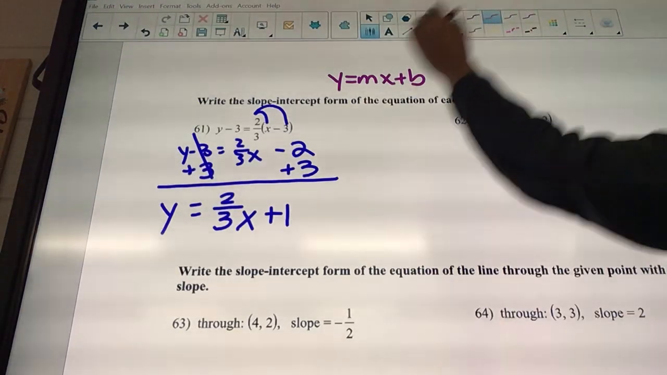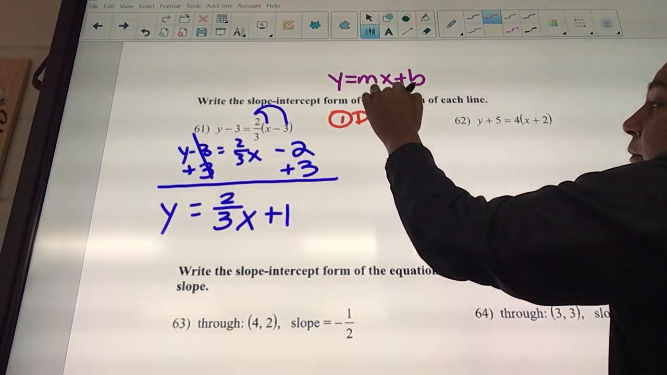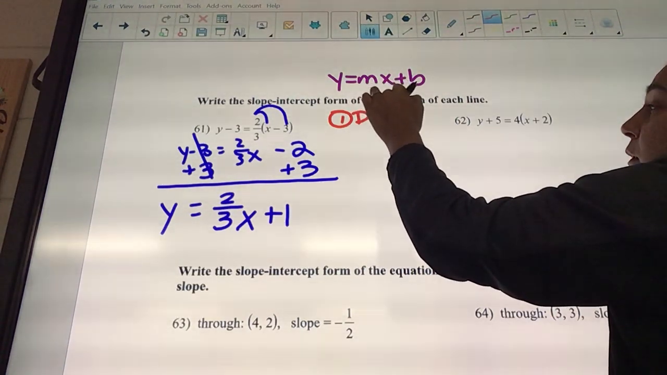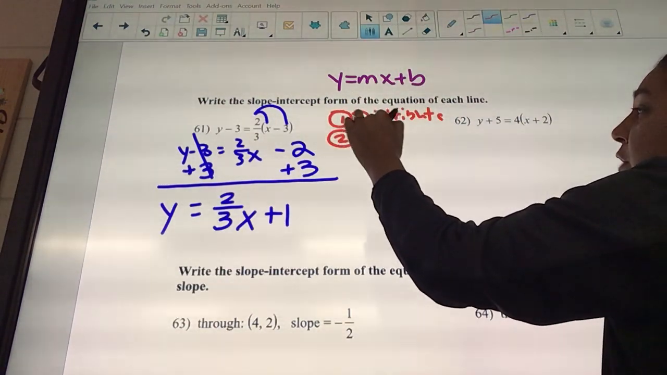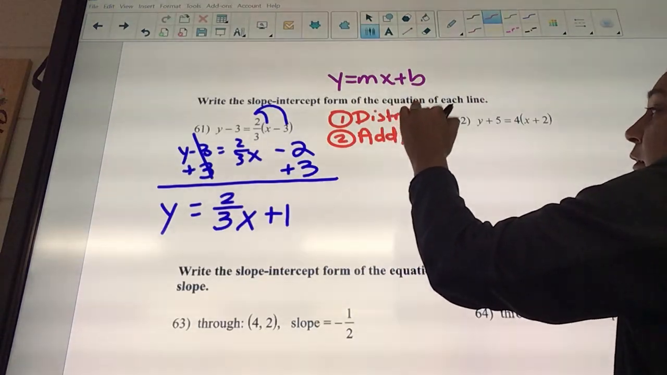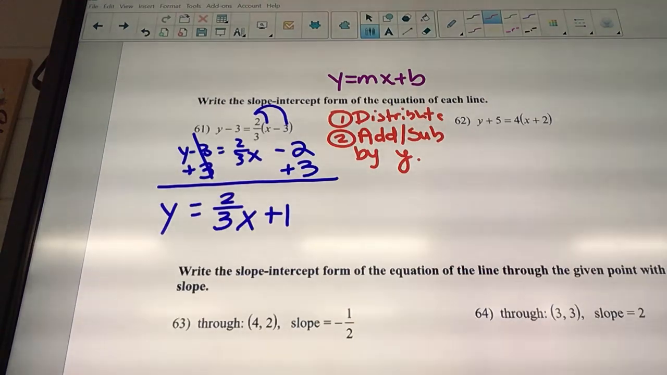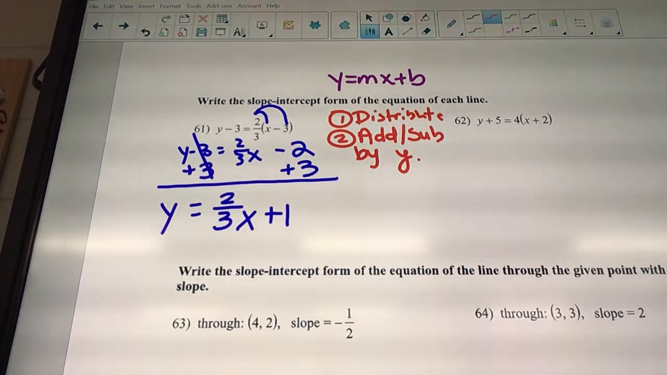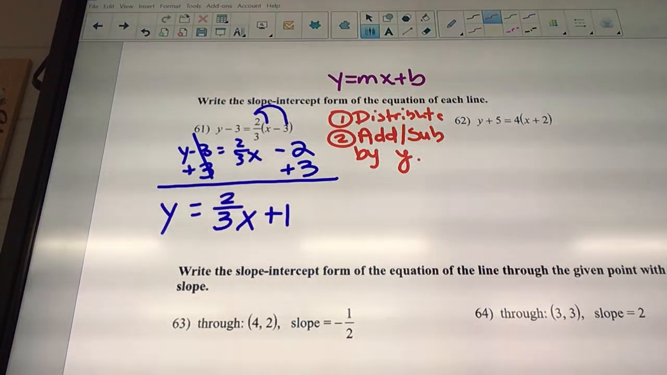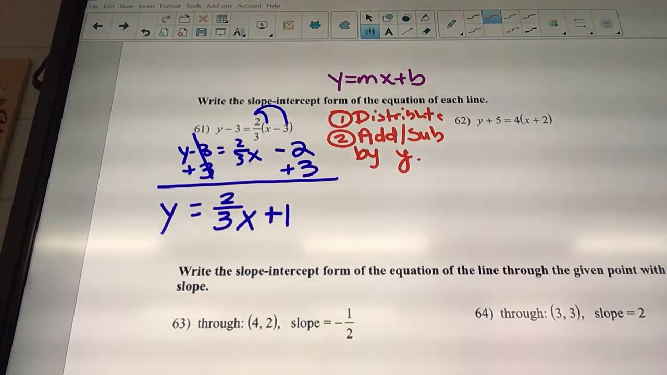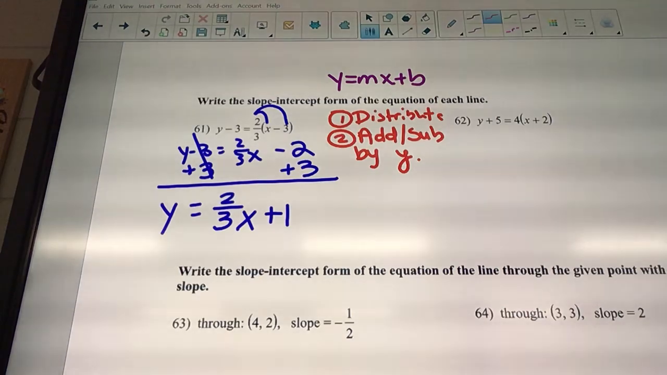If you had to write these in steps, your first step is going to be to distribute. And then you're going to add or subtract by the y. So those are the steps if you have to write them down, if you cannot tell what they are. It's going to be to distribute; same thing on 62, you're going to distribute that 4, and then you're going to either add or subtract the number that's by the y, which in the other case is 5.